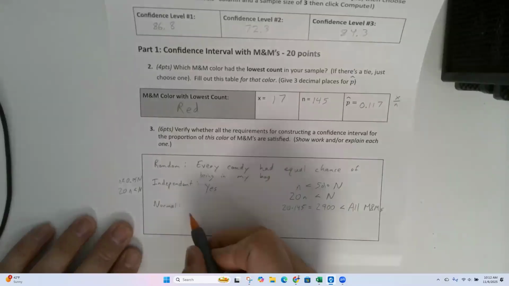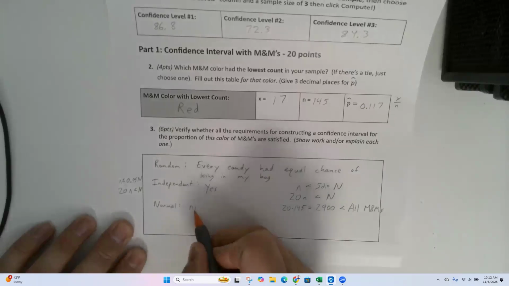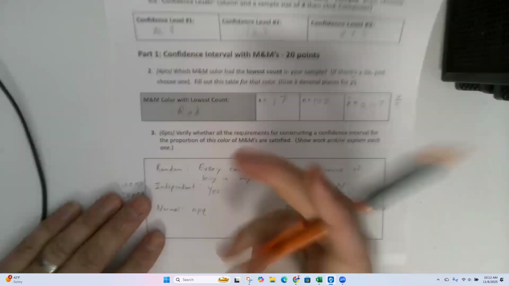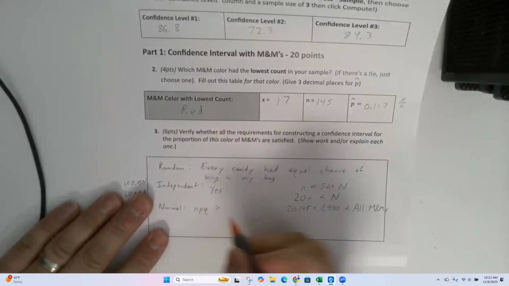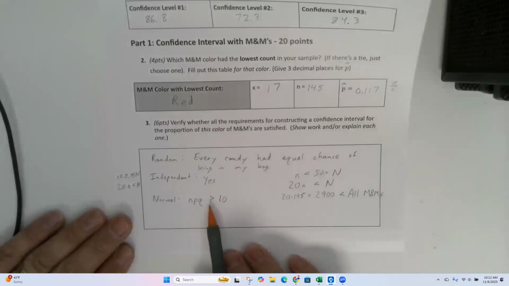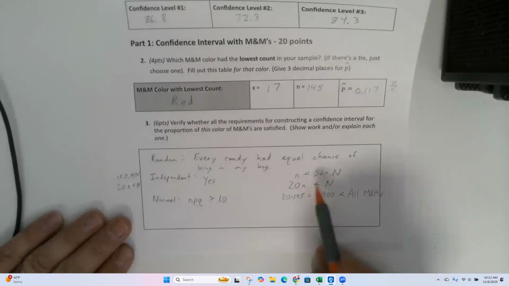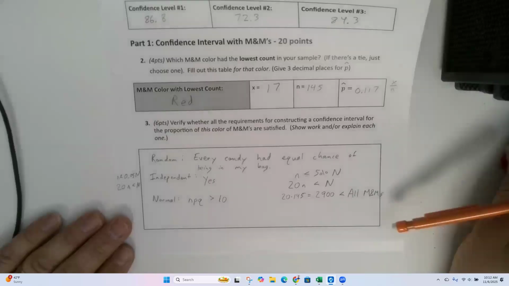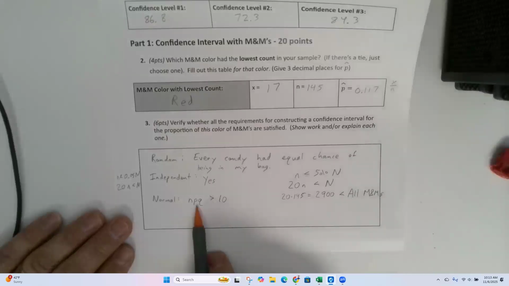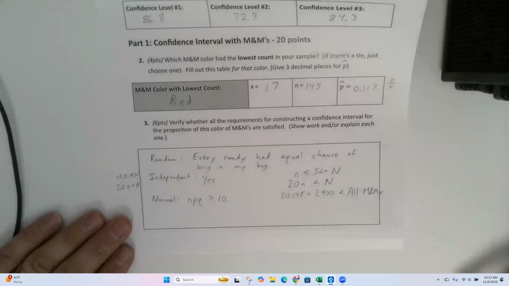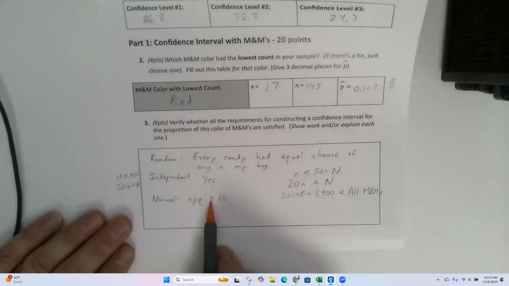For normal though, we need to check that n times p times q has to be greater than 10. We're going to play a little fast and loose with greater than or equal to, same thing with less than or less than or equal to. If you got exactly 5%, is it still independent? Technically, yeah. Same thing here. If n times p times q is exactly equal to 10, is that fine? Probably, but for the most part, I'm not going to worry about that.